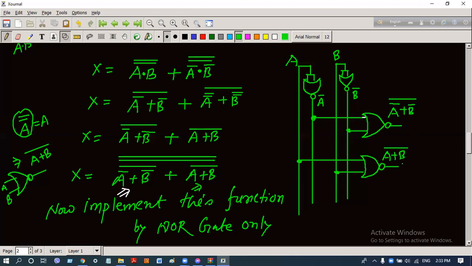And these two outputs are connected to another NOR gate, and the output of that NOR gate is connected to the last NOR gate, because here are the two double complements. For these two double complements, we have to use two NOR gates in the output. So this is gate number 1, gate number 2, gate number 3, gate number 4, gate number 5, and gate number 6. So we have used 6 NOR gates to implement the XNOR function.